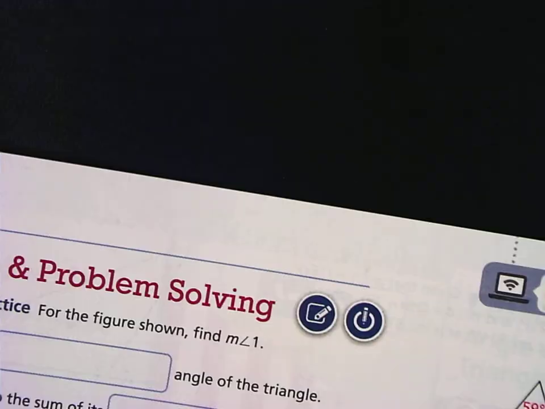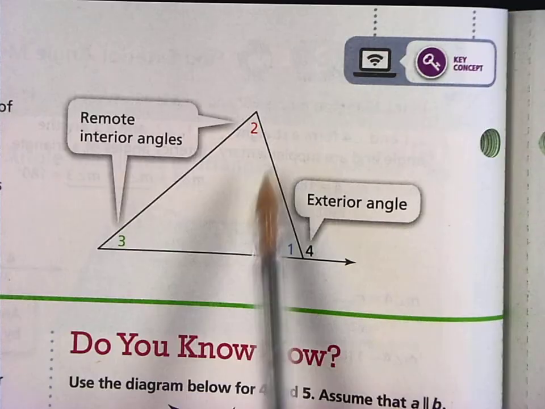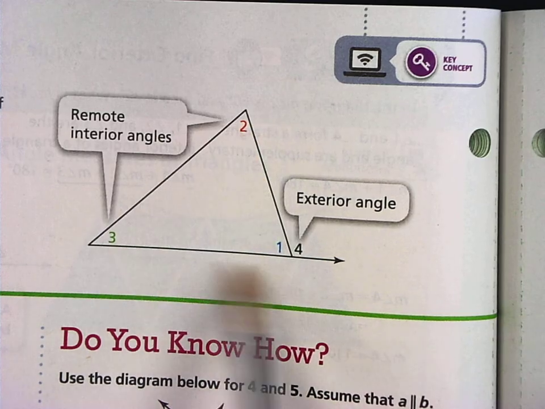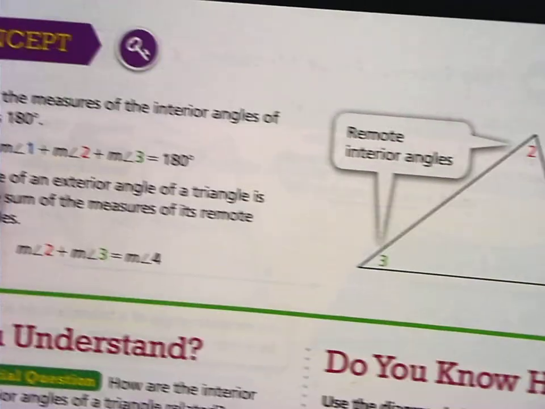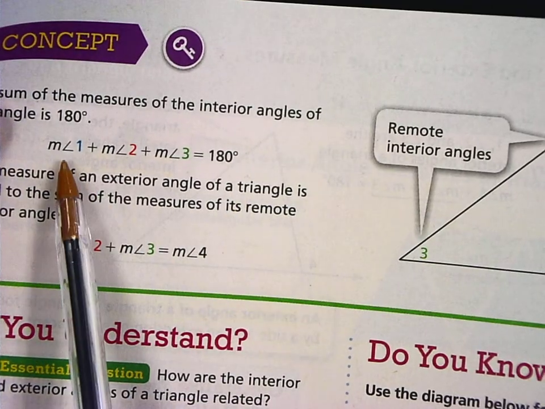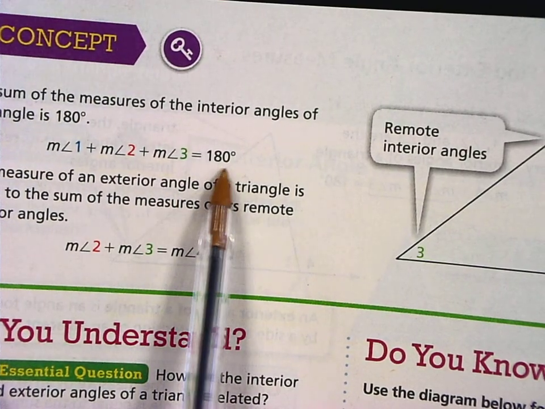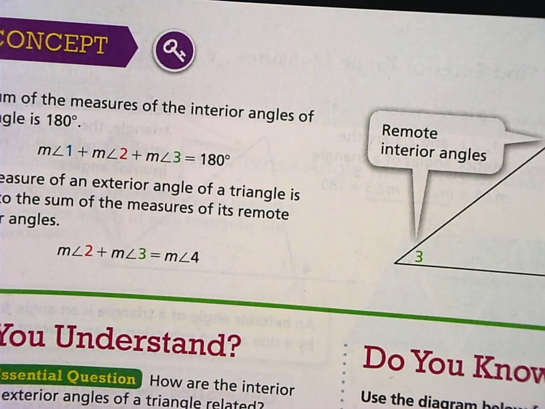Okay, so let's look at this triangle, interior and exterior angles of a triangle. Angles 1, 2, and 3 are all interior angles. They have to add up to 180 degrees. So if you look at this equation, the measure of angle 1 plus the measure of angle 2 plus the measure of angle 3 have to add up to 180 degrees. That's the inside interior angles of a triangle.